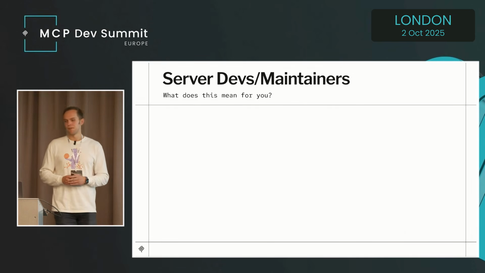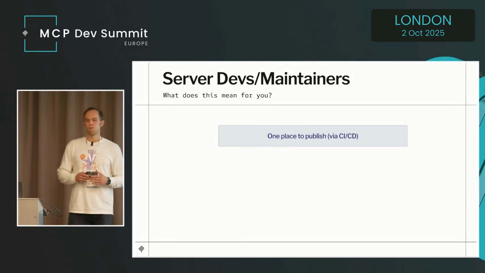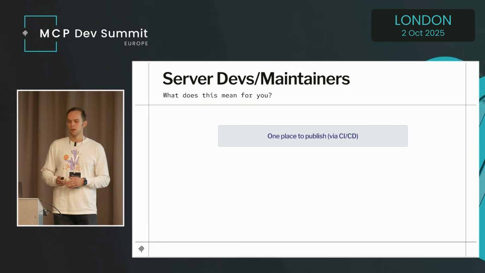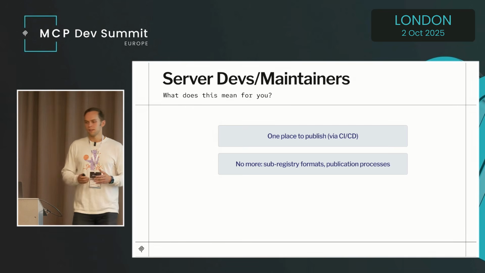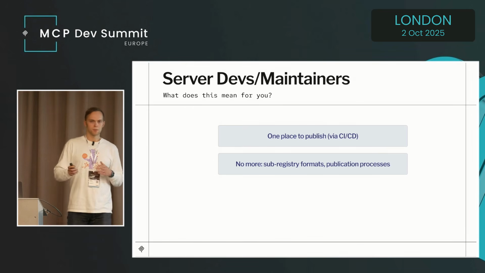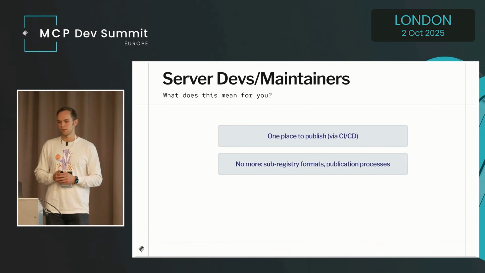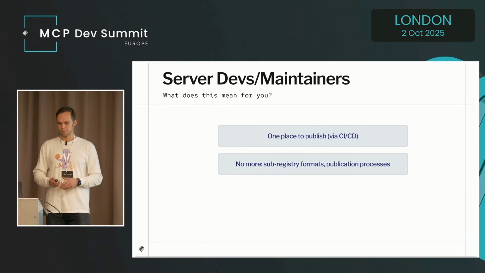So, pulling it all together, for server devs and maintainers, what does this mean for you? The primary takeaway is you have one place to publish your MCP servers, one CI/CD process that you need to set up, set it and largely forget it. That solves the need for you to go around to each website where your MCP server might be registered and announce your description changes and your installation instructions. If you add a new environment variable, you don't need to go and update it everywhere. You just update it in your CI/CD process, and it gets out to everyone. It's up to all the sub-registries to pick up that update, vet it in whatever way they see fit, and then propagate it to their systems downstream.